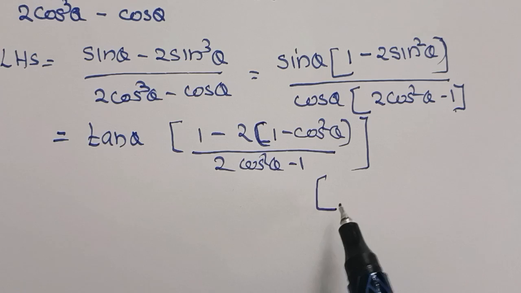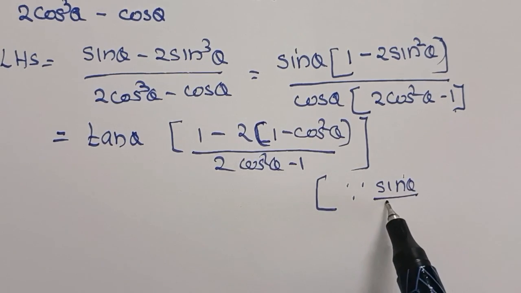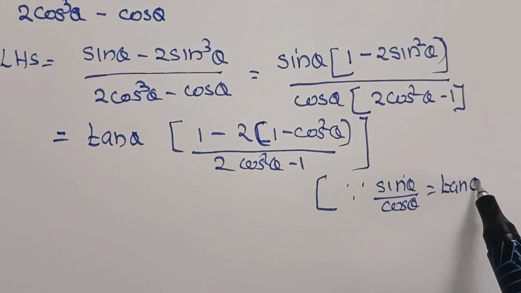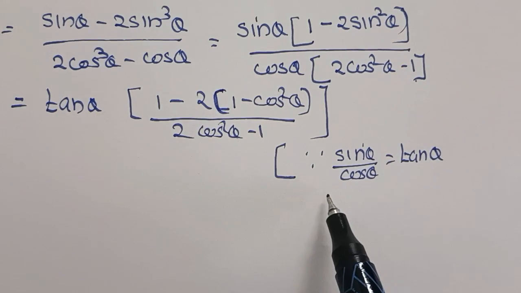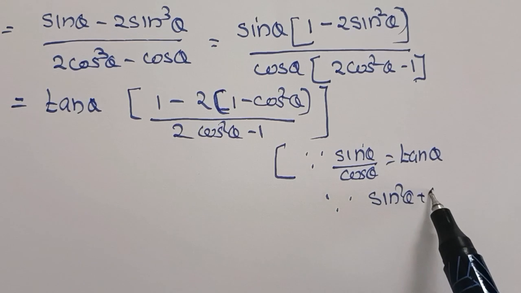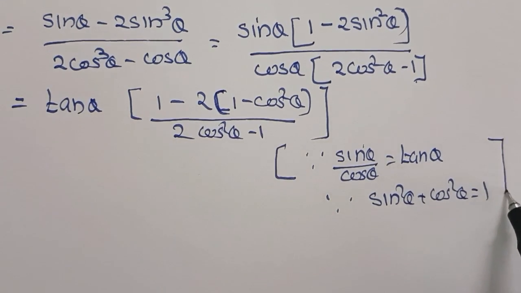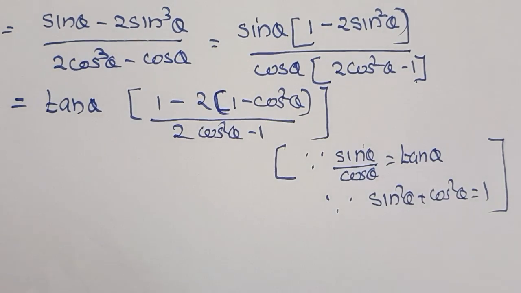Here the reason: since sin theta by cos theta equal to tan theta, instead of sin by cos we can replace it by tan theta. And for sin square theta, that is sin square theta plus cos square theta equal to 1, using this identity we replace sin square theta by 1 minus cos square theta.